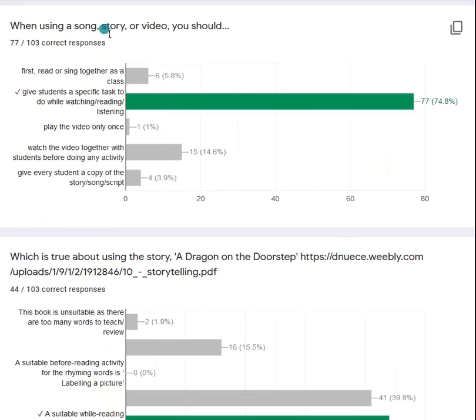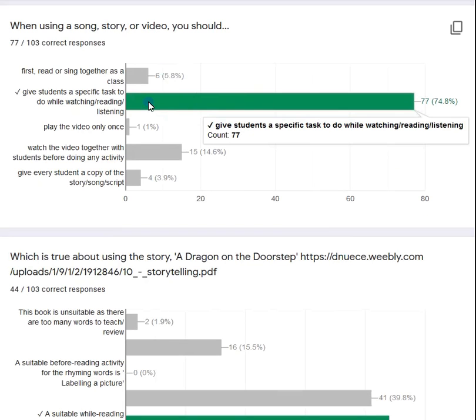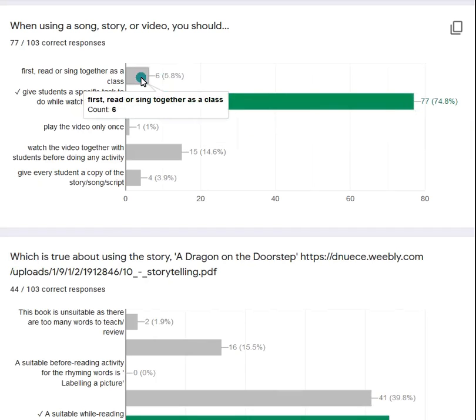When using a song, story, or video, you should give students a specific task. That was the while task that we talked about. Most of you got that. Good. It's not a reading or singing class. In fact, that means you haven't done a while activity. While is not just read together, because then students just go to sleep probably, or are not concentrating, not focusing on why you chose that story or song.